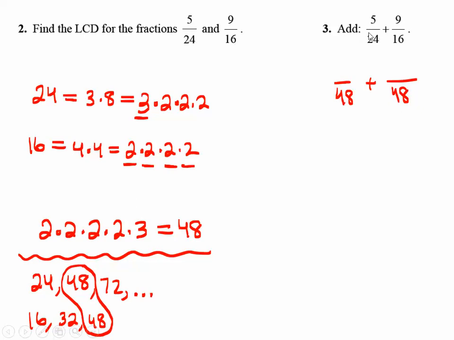And then what do I multiply 24 by to give me 48? Technically a 2. Whatever I multiply at the bottom, I have to multiply on top as well. So 5 times 2 is 10. 16 times 3 gives me 48, and 3 times 9 gives me 27. Add them up and that gives me 37 over 48. Good there.